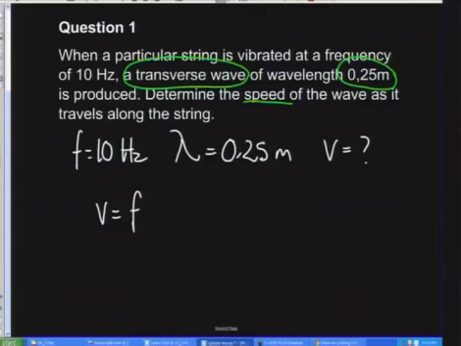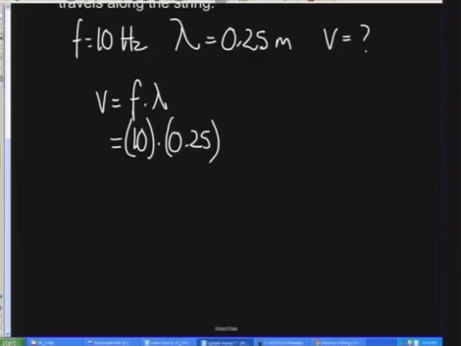V is equal to frequency multiplied by lambda, and we can plug in our numbers. 10 multiplied by 0.25. Put them in brackets to help indicate that we're substituting those. And you could possibly go across to your calculator. 10 multiplied by 0.25. Well, I know if I'm multiplying by 10, I can just move that decimal place across. So it's going to be 2.5 meters per second.